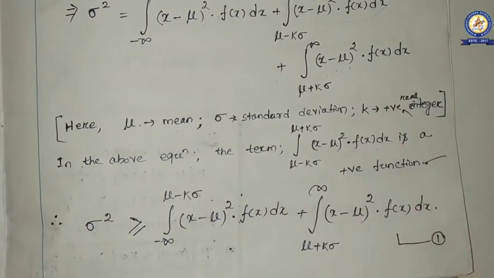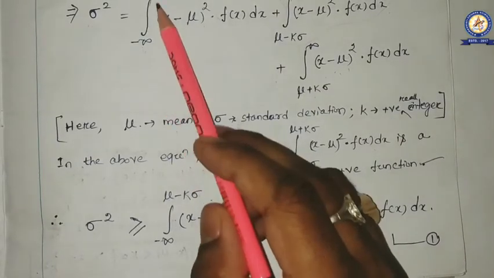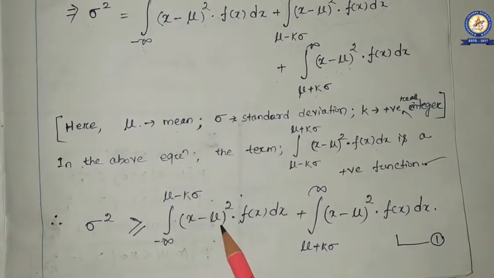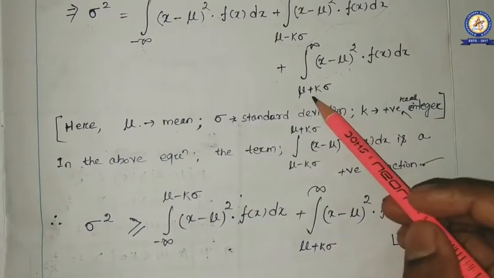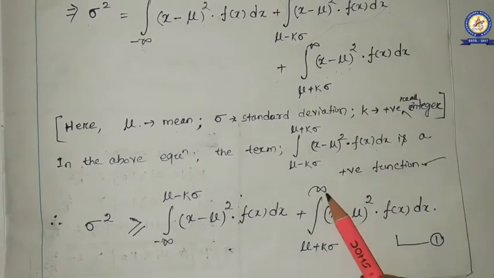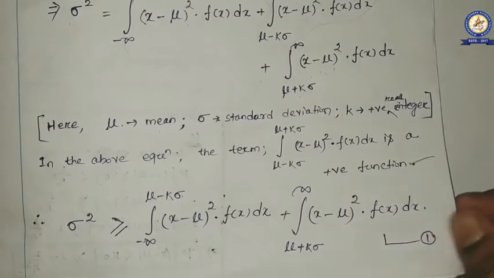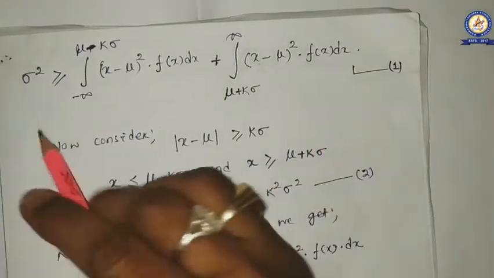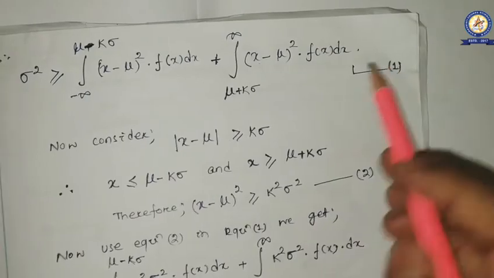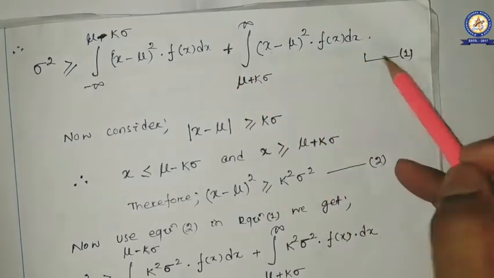Therefore sigma square will be greater than or equal to the integral from minus infinity to mu minus k sigma of (x minus mu) square into f(x) dx, plus the integral from mu plus k sigma to infinity of (x minus mu) square into f(x) dx. Let this be equation number 1. Same thing I have written on this page: minus infinity to mu minus k sigma, and let this be your equation number 1.